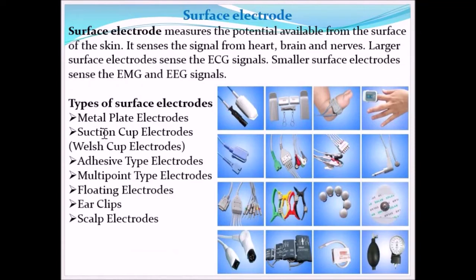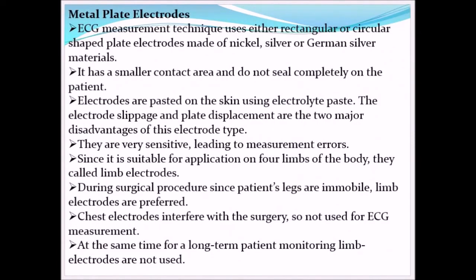The first one is the metal plate electrode, then suction type, adhesive type, multi-point type, floating type, ear clips, and scalp electrode. Now we are going to discuss very briefly each type of electrode. The metal plate electrode: ECG measurement techniques use either a rectangular or circular plate made of nickel, silver or German silver.